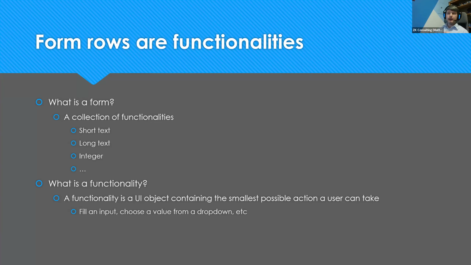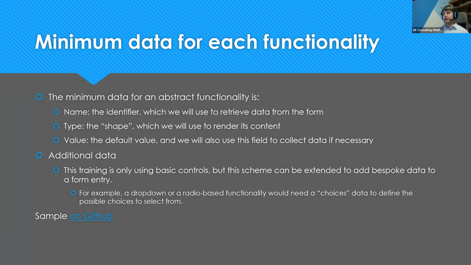But if we take, for the purpose of this proof of concept, the most basic building blocks of a functionality, they are an identifier, because we need to identify which data we're talking about. So it could be a username, it could be the user password, it could be the employee number, one data point. We want to define its type, which is to say the shape of that data. Is that data a short text? Is that data a long text? Is it a date?